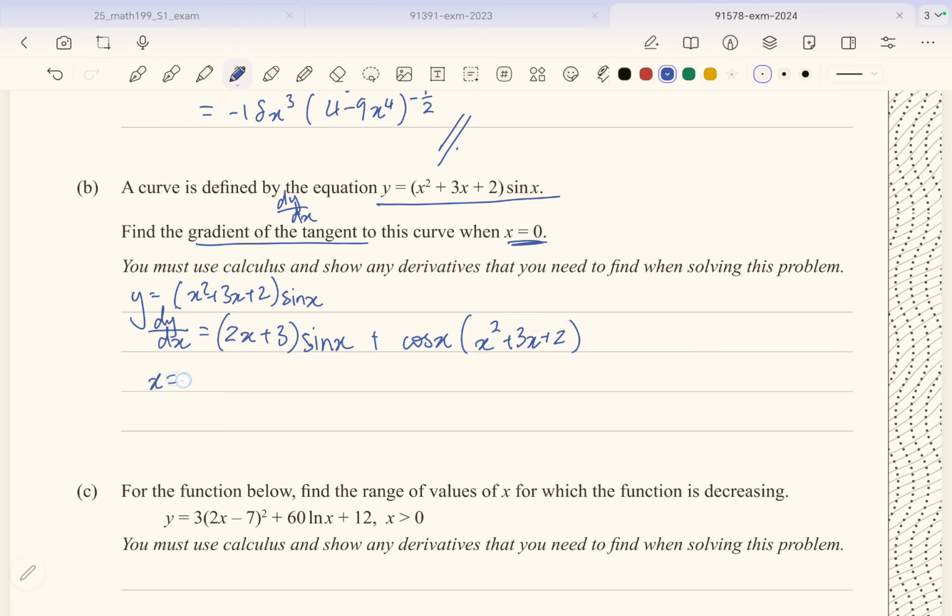At x equals 0, dy dx becomes 3 sine 0 plus cosine 0 times 2, because these cancel out, and that becomes 0. Sine 0 is 0, and cos 0 is 1, therefore we get 2 as our dy by dx, which is the gradient of the tangent.